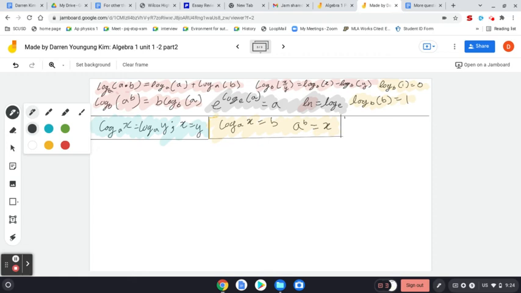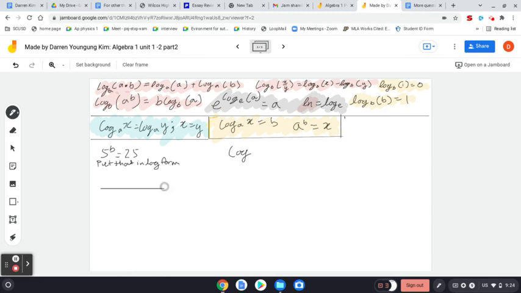So the basic question I think we're going to start with is 5^b = 25. And then I'm going to say, no, put that in log form. That's all he has to do. So he can even just copy and paste it from there. Okay? Now what we're going to do is just write log, and then we'll write this underneath here.